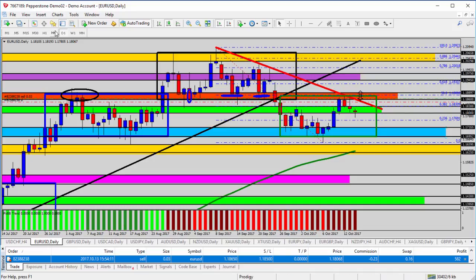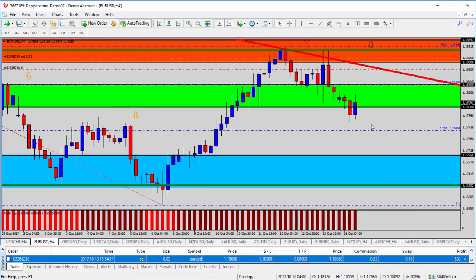we'll look for this to go higher. It doesn't really change as we get down to the 4-hour time frame. Just looking for that breakdown of 1.18 today for the euro dollar.